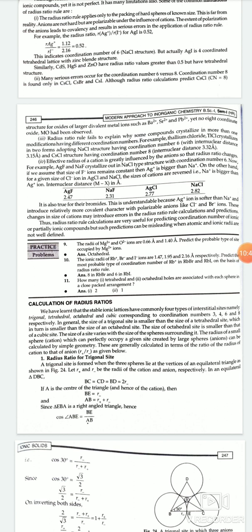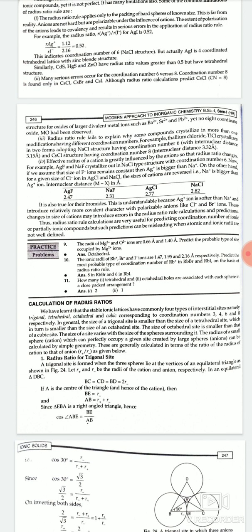Third limitation is that the radius ratio rule fails to explain why some compounds crystallize in more than one modification having different coordination numbers. For example, thallium chloride crystallizes in two forms, adopting the NaCl structure having coordination number 6 with internuclear distance 3.15 angstrom, and the cesium chloride structure having coordination number 8 with internuclear distance 3.32 angstrom.